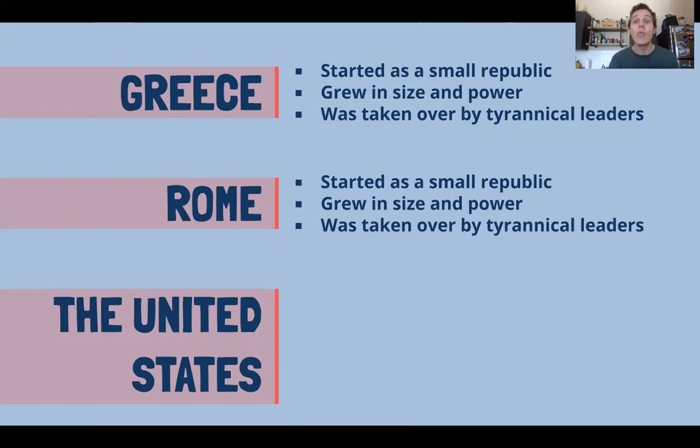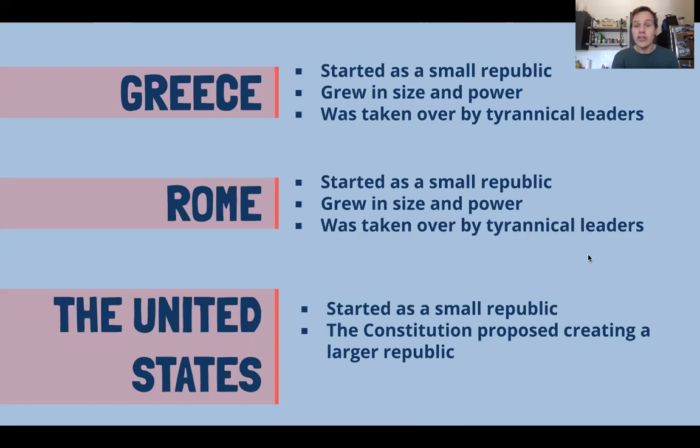And yet, when they started to grow in size and power, those systems collapsed. They were taken over by tyrannical leaders. Now, Brutus says, what about the United States? Well, the United States started as a small republic. And what do you know? The Constitution proposes creating a larger republic. It proposes a growth in size and power. And Brutus just poses the question, what happens when small republics grow in size and power? They are taken over by tyrannical leaders.